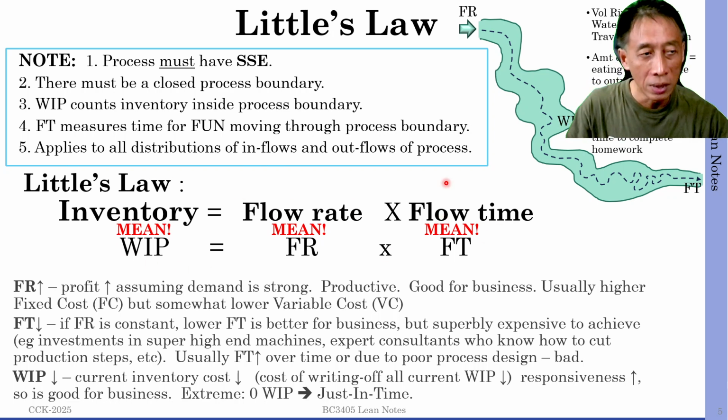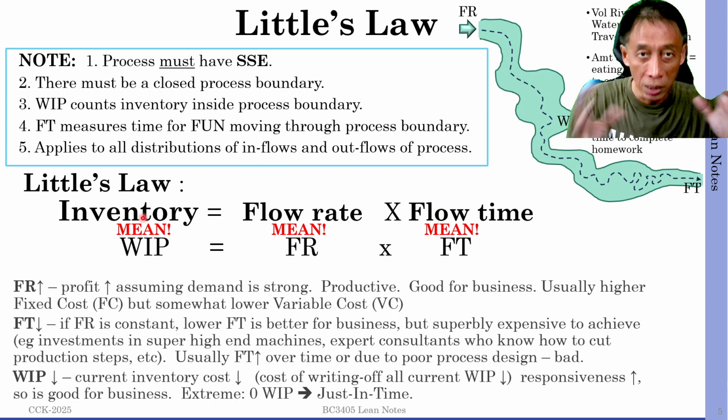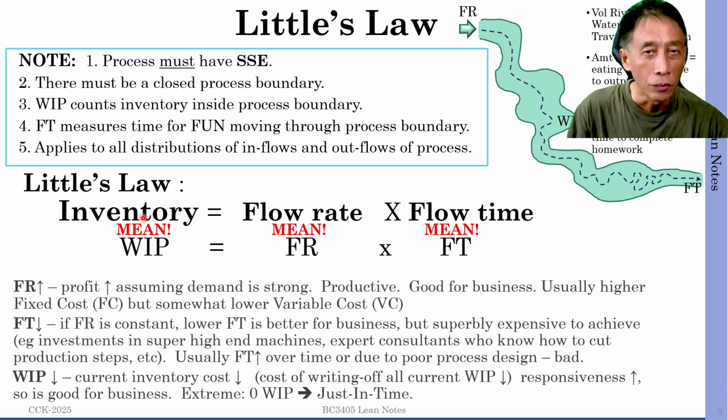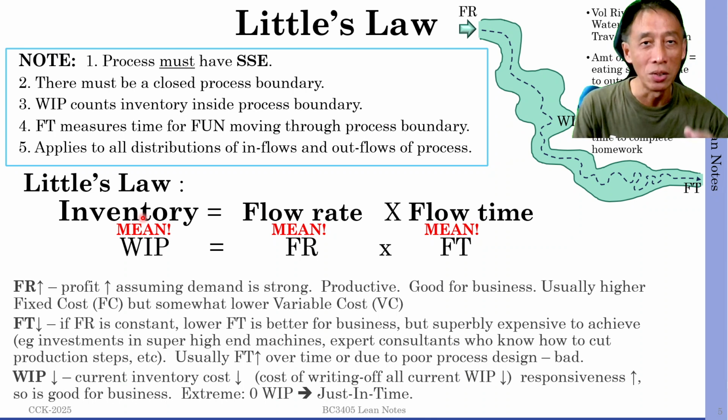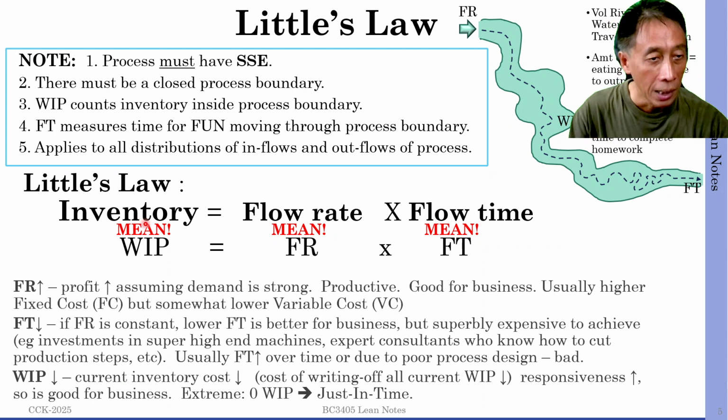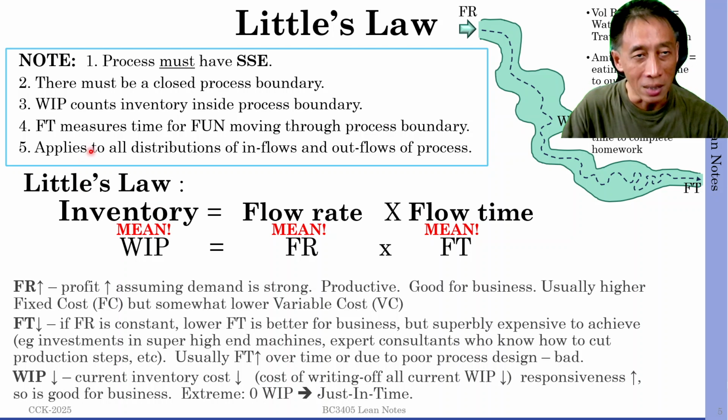So very simple equation, but big statement. Just like Einstein's equation, E equals mc squared. So simple, yet it embeds so much meaning about the underlying physics. So let's take a look at the notes here. What are the assumptions? First, there must be steady state equilibrium, SSE, remember?